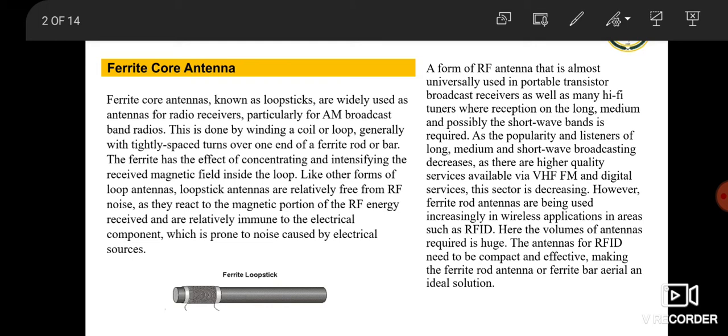Ferrite core antennas, known as loopsticks, are widely used as antennas for radio receivers, particularly for AM broadcast band radios. This is done by winding a coil or loop, generally with tightly spaced turns over one end of a ferrite rod or bar. The ferrite has the effect of concentrating and intensifying the received magnetic field inside the loop.